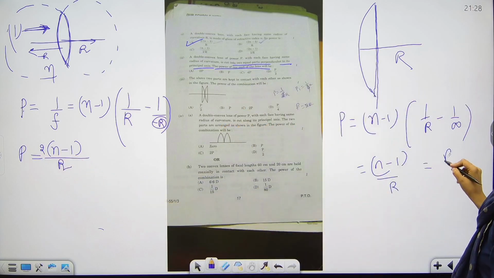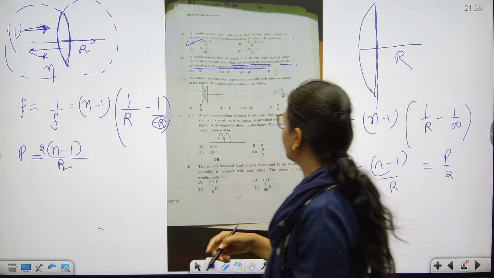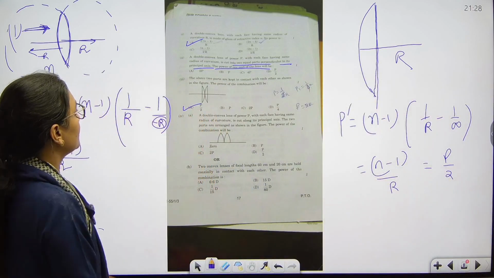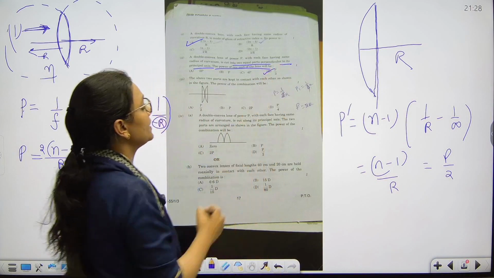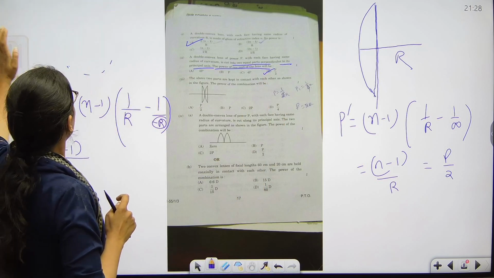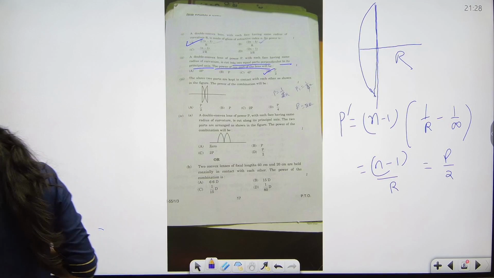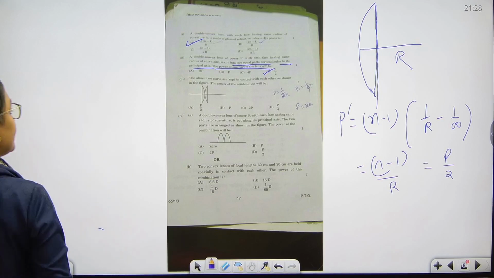It means the new power is half of the original power. Option number A. Okay, sorry, not this part, this one. Option number D. Okay, option number D. Yes. Next one, third. In the third part, option number D, correct.